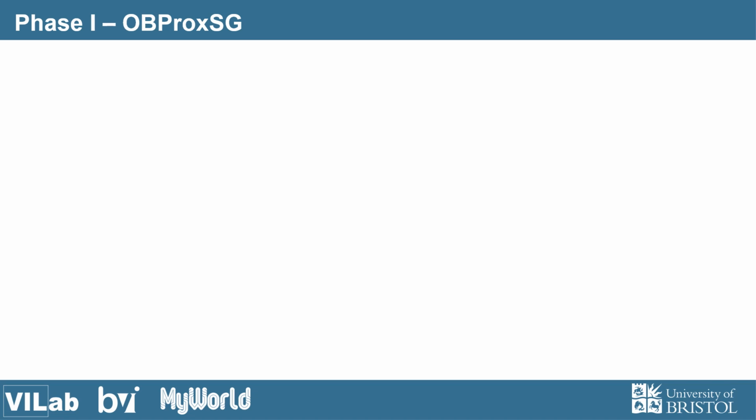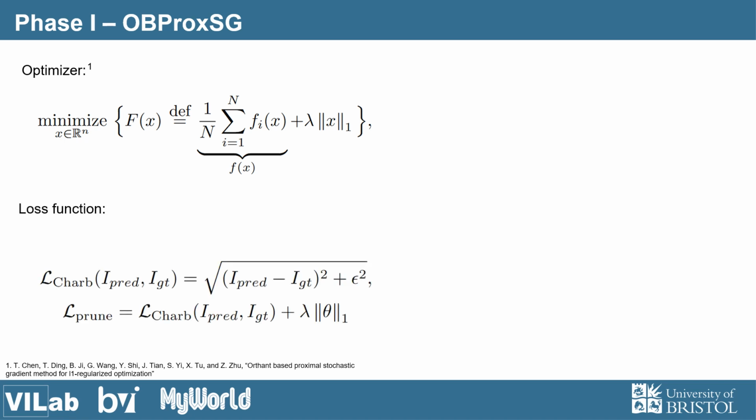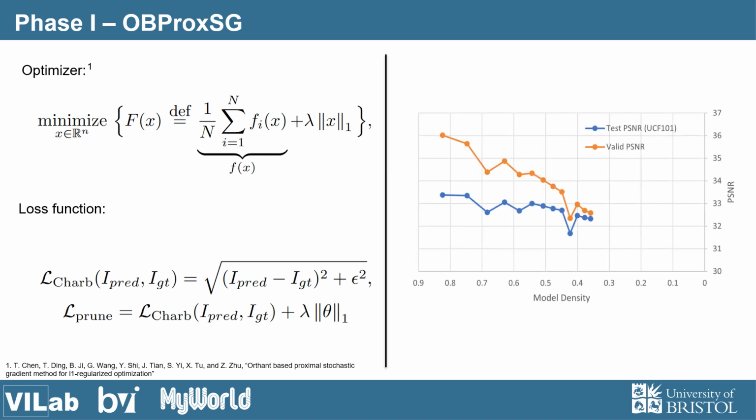OBProx-SG from Chen et al. is a state-of-the-art stochastic method for solving the large-scale L1 regularization problem for inducing sparsity. It takes the general form here, where lambda is a constant greater than 0 which controls the level of sparsity in the solutions, and f of x is the loss function to be minimized. We choose the Charbonnier loss as this function, shown here for completeness. We train using this optimizer for 20 epochs or until the density is sufficiently low, as shown in this graph. Once the model density is low enough, we can examine the density of individual layers in the network and use these as the compression ratios for each layer.